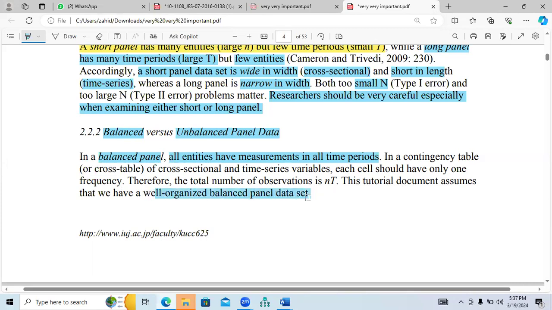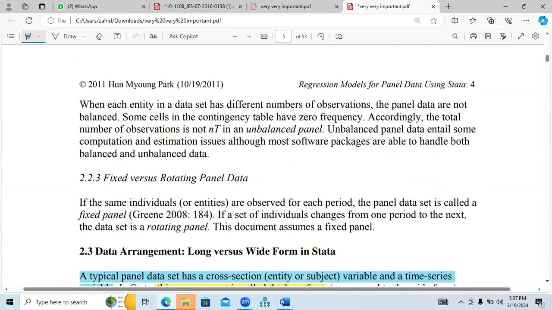So we assume here that we might have some balanced panel, but sometimes we do not have the balance panel. Then what to do? What are the complexities related to those panels? So when each entity in data set has different number of observation, the panel are not balanced. Some cells in the contingency table have zero frequency. These discussions are not relevant. So unbalanced panel data entails some computation and estimation issues.